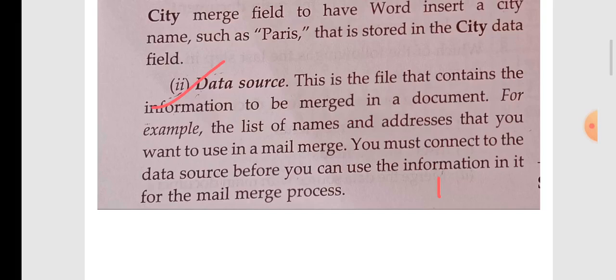So second is data source. Generally we make a data source in an MS Excel sheet in which different persons' names and information related to their address are given, and we just correlate that information to our main document to send the same content to different persons, or the same content to different addresses. So basically, data source is a file, and that file contains the information to be merged in a document.